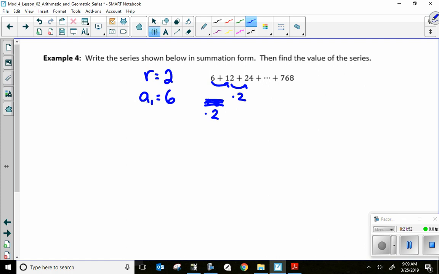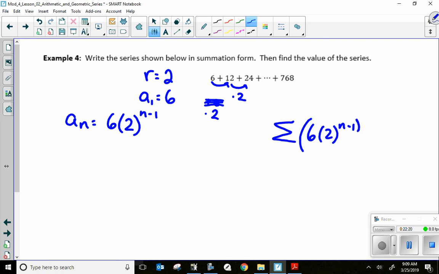All right. So let's figure out an expression that we would use a summation for. I've got the summation of, well, a sub n equals my first term, 6, times my common ratio to the n minus 1, n being the number of terms. So I'm going to use 6 times 2 to the n minus 1. I'm going to start when n is 1.